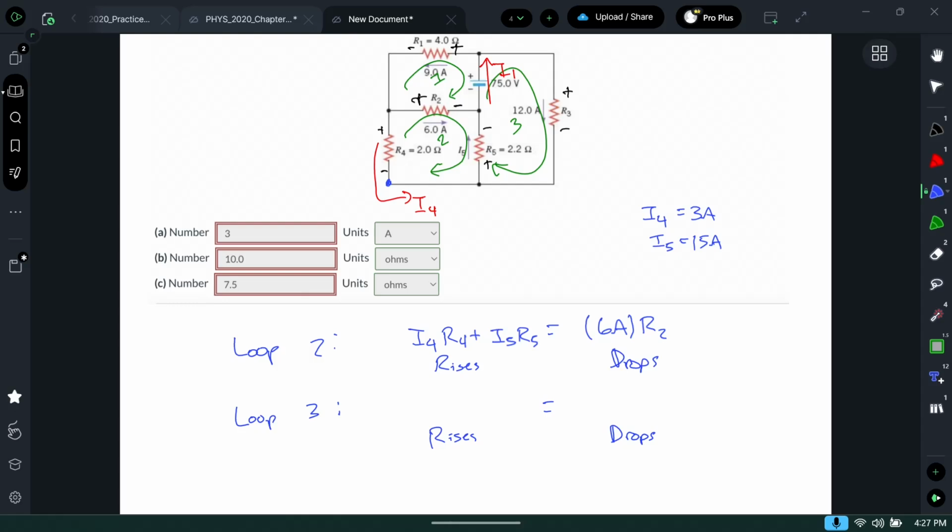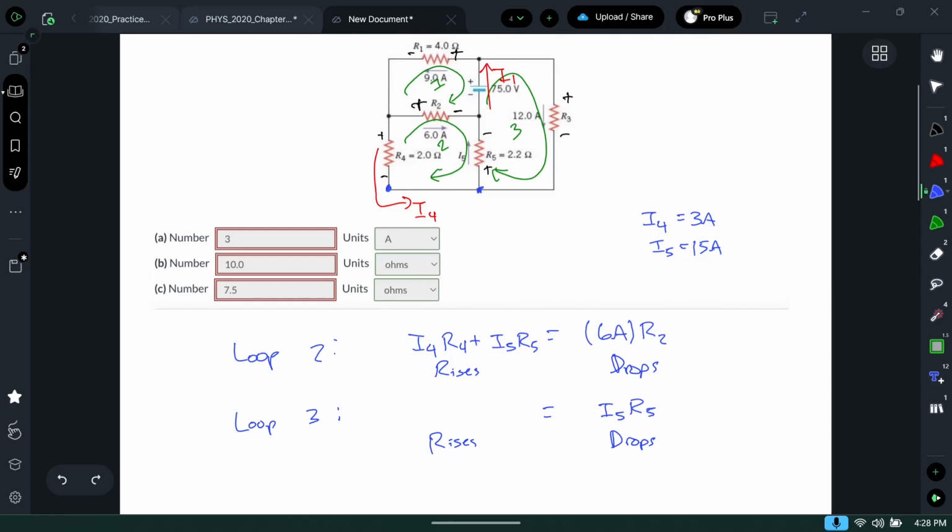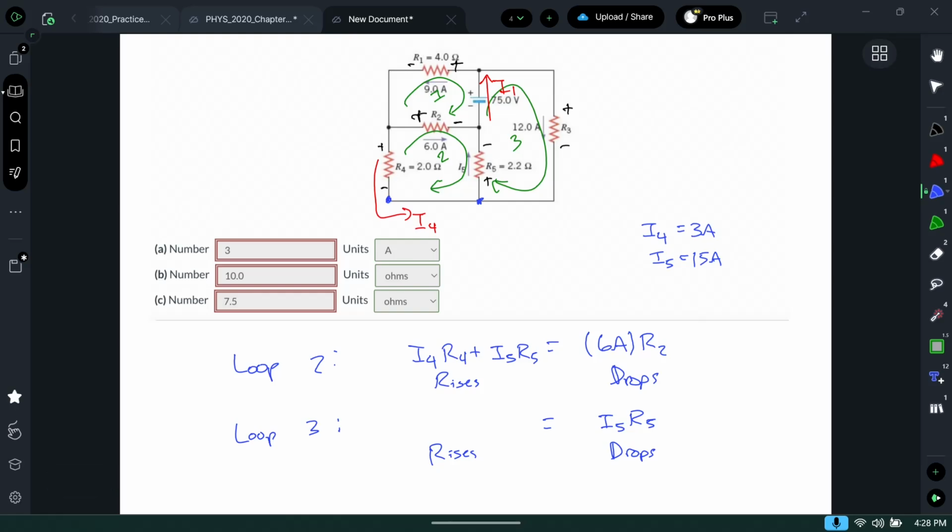And I'm done walking around that loop. That's everything I've seen. All right, now for loop 3, I do the same thing. I start maybe at the bottom left corner and work my way around. First, I see the positive terminal of R5 and then the negative, so I drop by I5 R5. Notice what was a rise up here became a drop over here because we're going the other way through R5 in this loop. Next, we see a battery, and we go from its negative to its positive terminal.